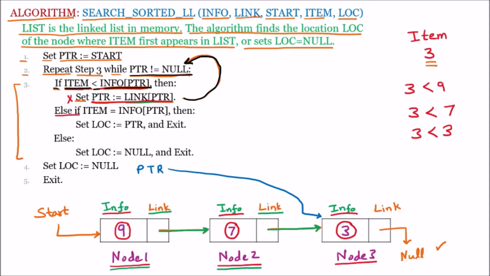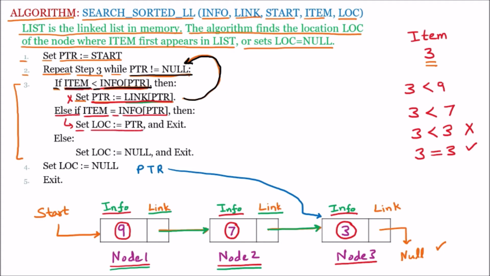In the else if part it will say item is equal to info PTR. Now it is matching one more thing. So item 3 equal to info PTR. What is the info PTR? 3. Is 3 equal to 3? Yes, obviously. So this is true. So it will come down and say set location is equal to PTR.